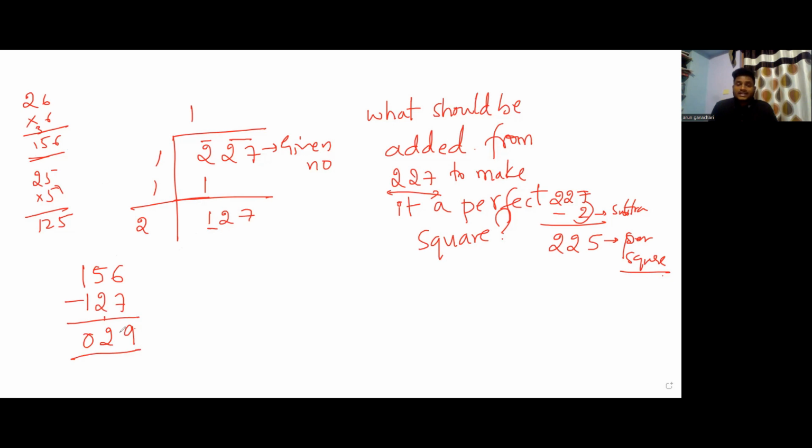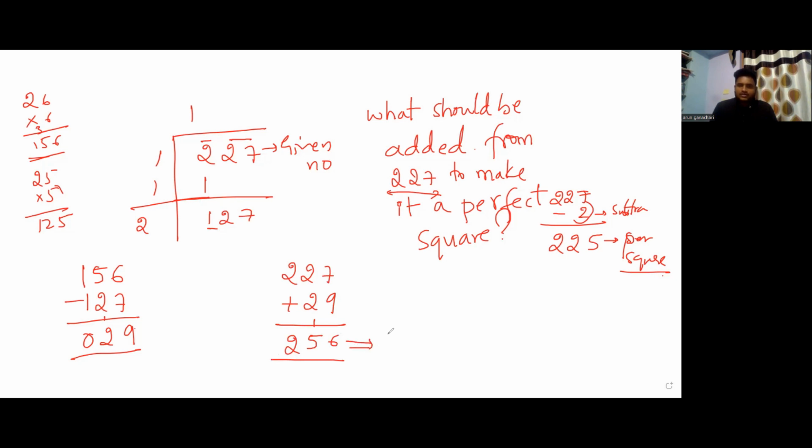So what should I add to my number? 227. I have to add 29. Understanding this? Now what will I get if I add 29 to my number? I'll get what? 9 plus 7 is 16. 2 plus 2 is 4. 4 plus 1 is 5. And 2 plus 0 is 2.